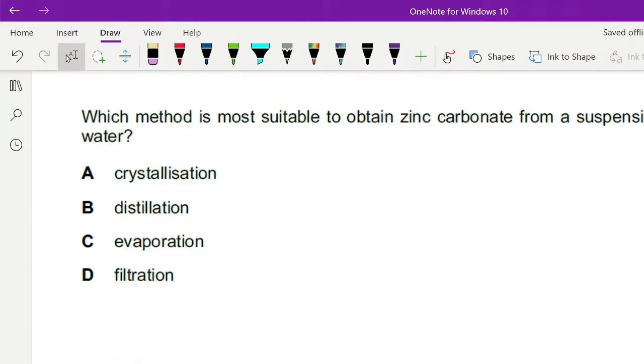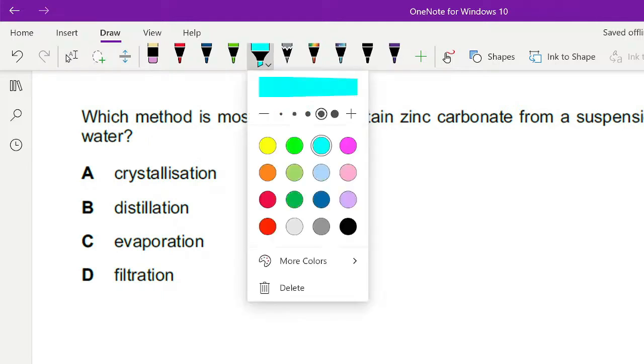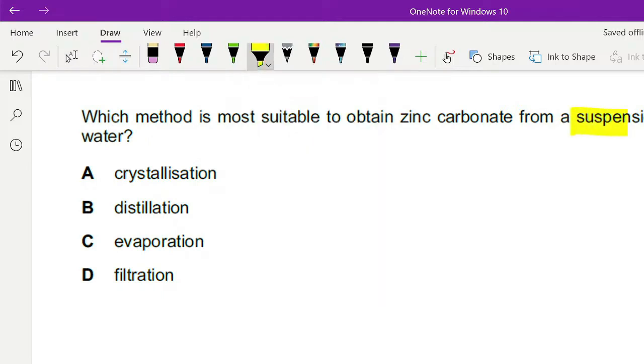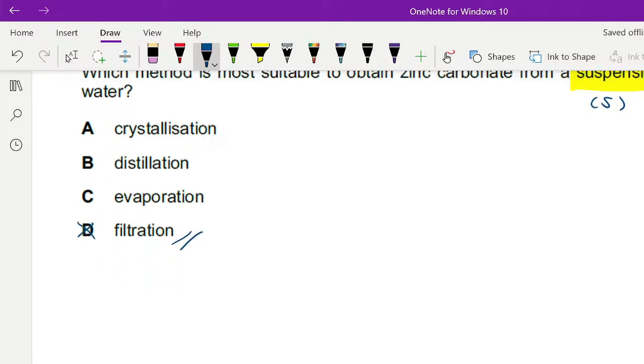Which method is most suitable to obtain zinc carbonate from a suspension of zinc carbonate and water? The word suspension means it involves a solid. Zinc carbonate is insoluble, so you just filter it. When you are doing the paper, don't hesitate to tick, cross, underline, and write notes, because it helps you focus.